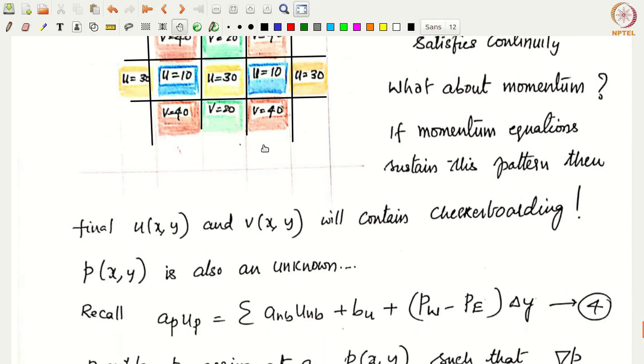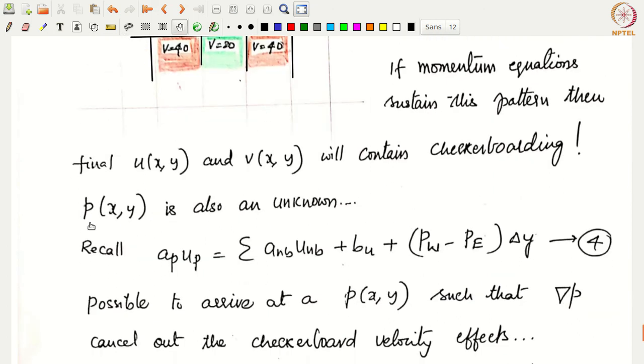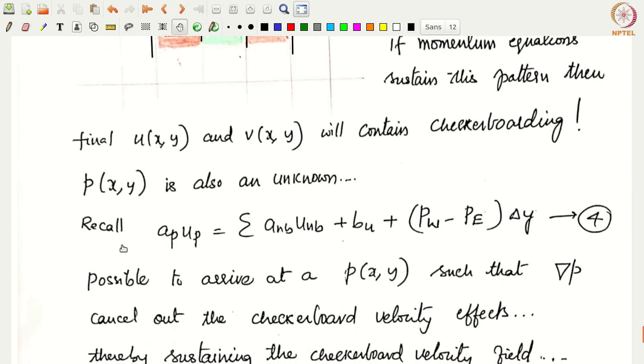Okay, but we also recall that the pressure field itself is an unknown, right? The pressure field is an unknown, and if we go back to the x momentum equation, we know that the discrete equation is APUP equals sigma nb anb unb plus b plus bu plus P west minus P east times delta y.